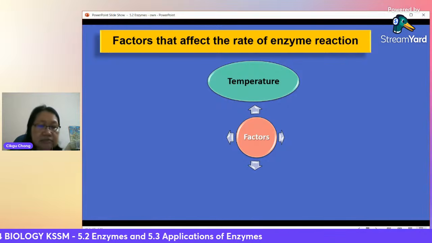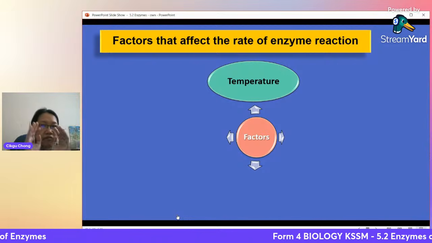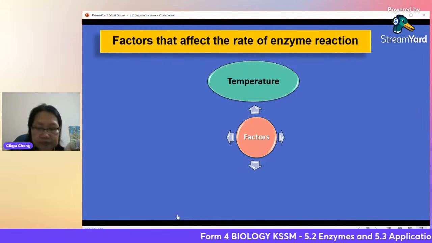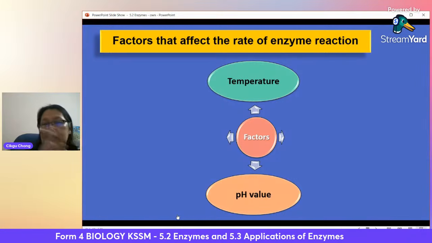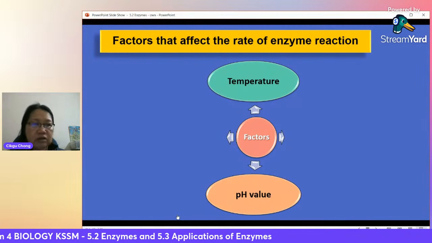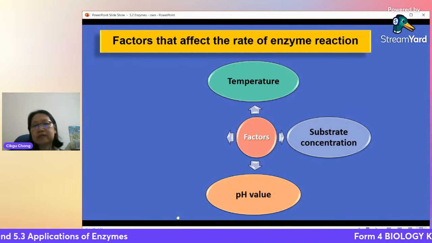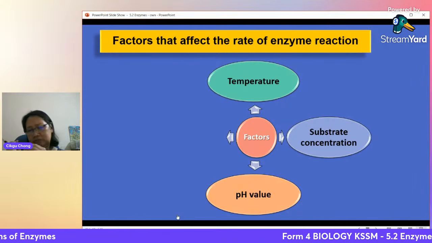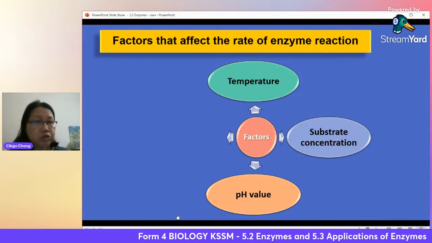Okay. So enzymes are sensitive to temperature. Very sensitive. Only certain enzymes can react within a certain range of temperature. Then pH value. Certain enzymes will react better in different environments, different conditions: acidic, alkaline, or neutral. Then substrate concentration, how much concentration you put in. Okay, the more you put in, of course, the reaction will be faster.